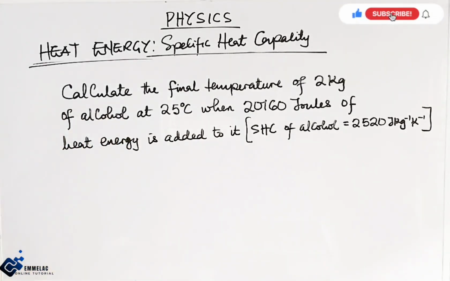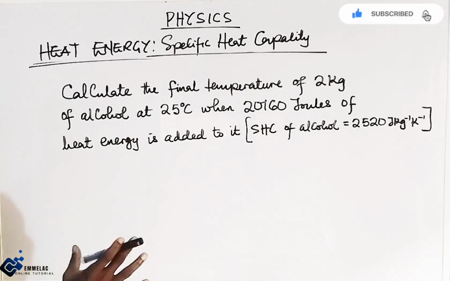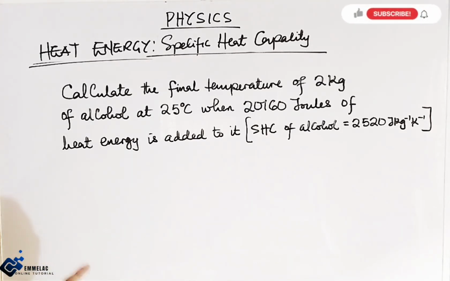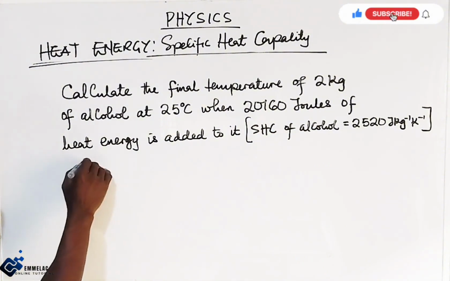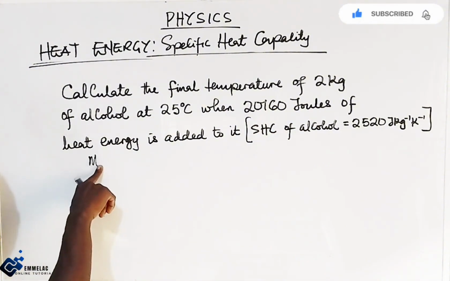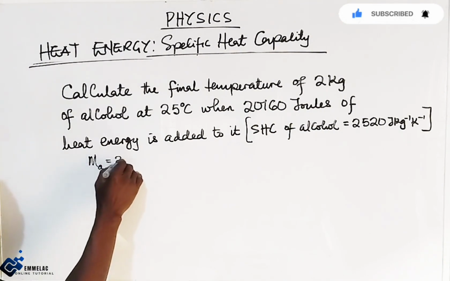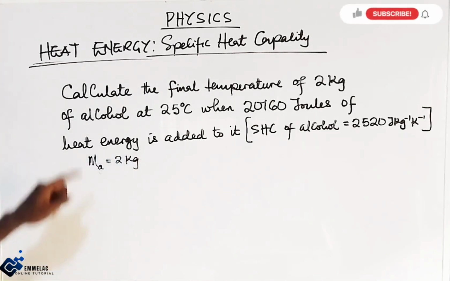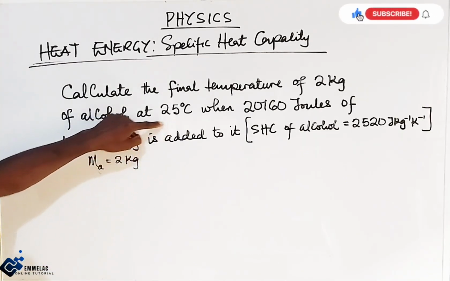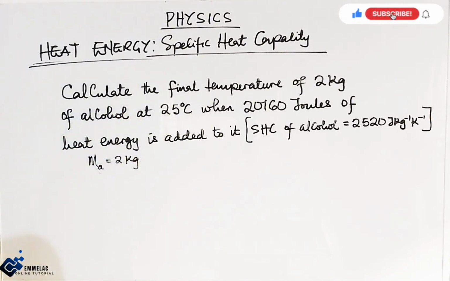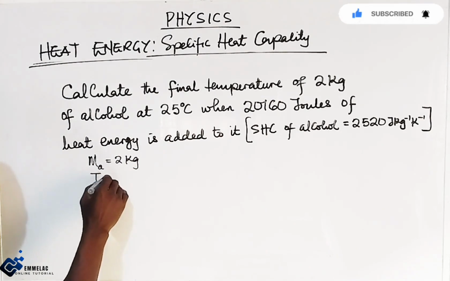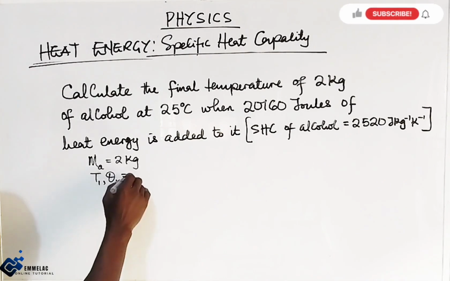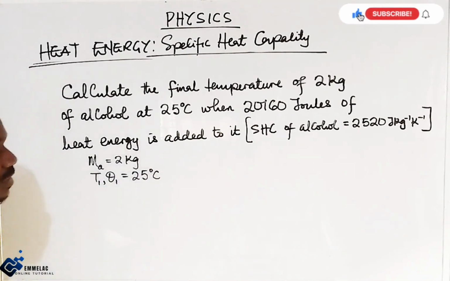Now, first, let's start. When you encounter questions like this, it's very important that you write out the parameters in the question. First of all, we are given that the mass of the alcohol, let's signify it as MA, is 2 kilograms. This is the initial temperature, so we can denote it as T1, or theta1, depending. You have 25 degrees centigrade.